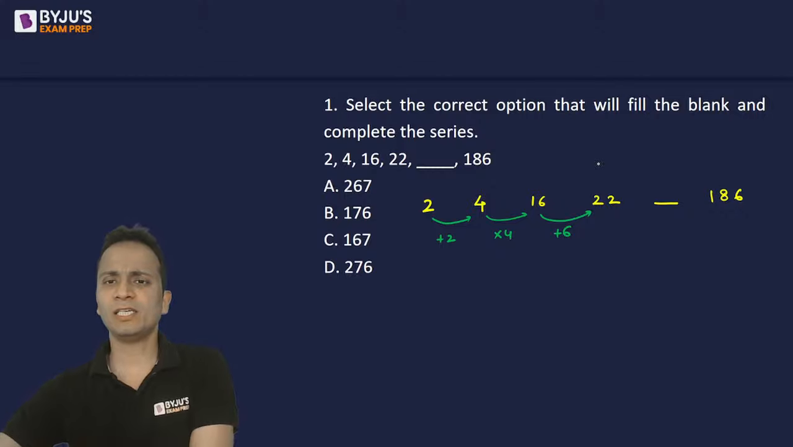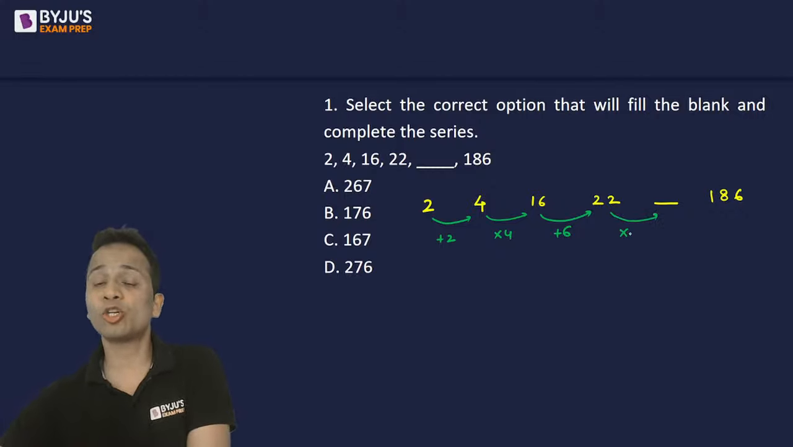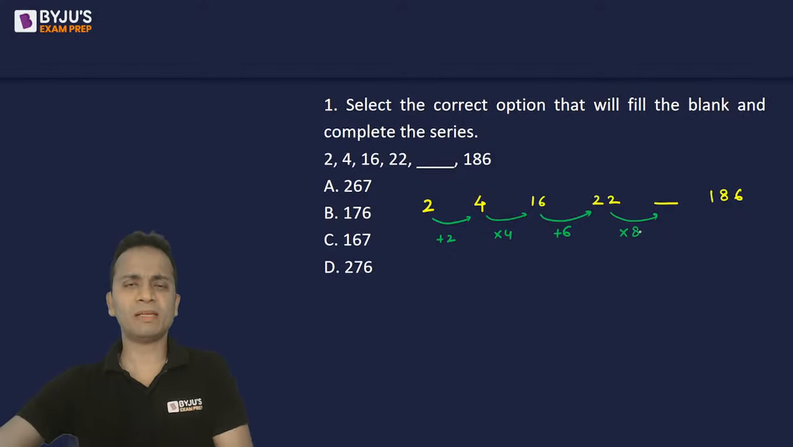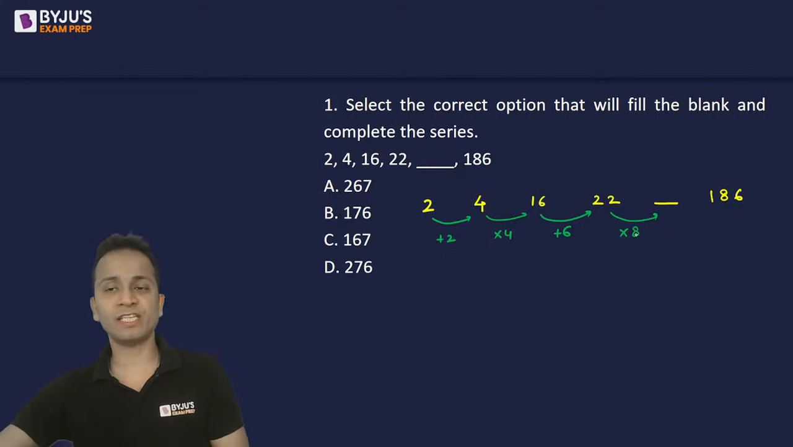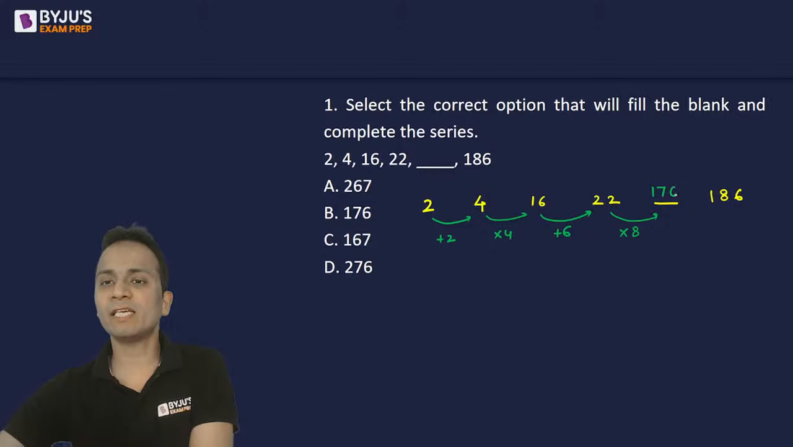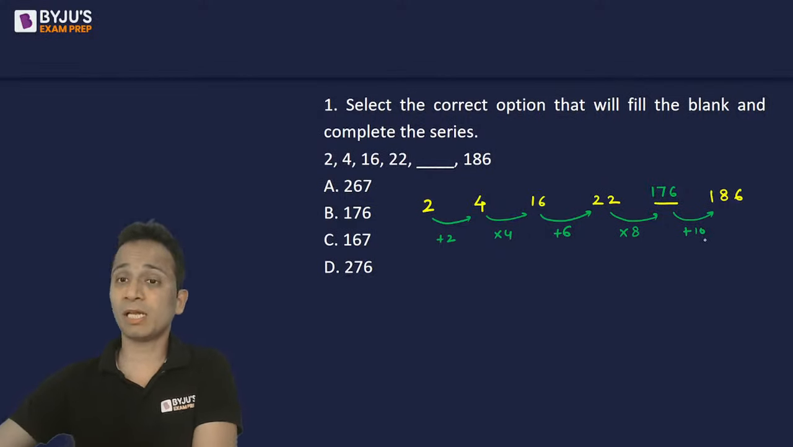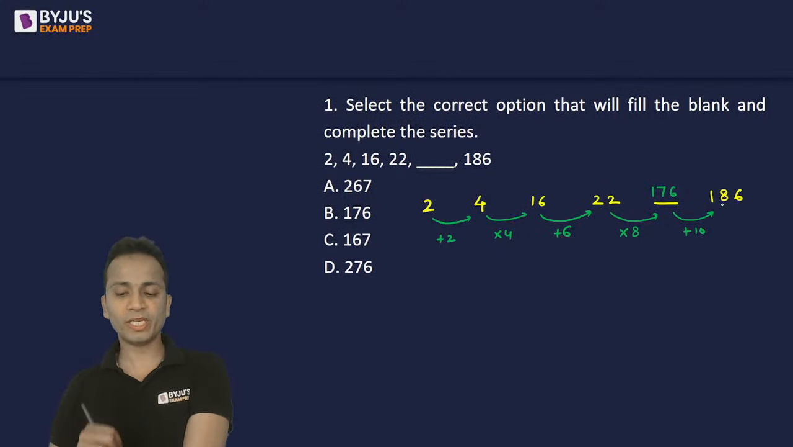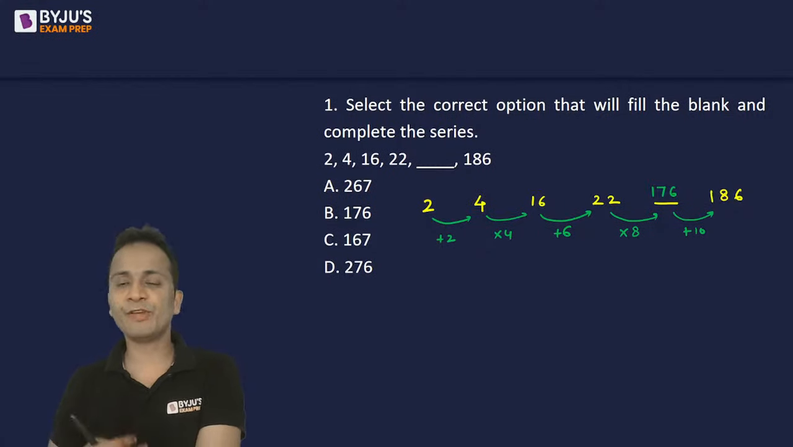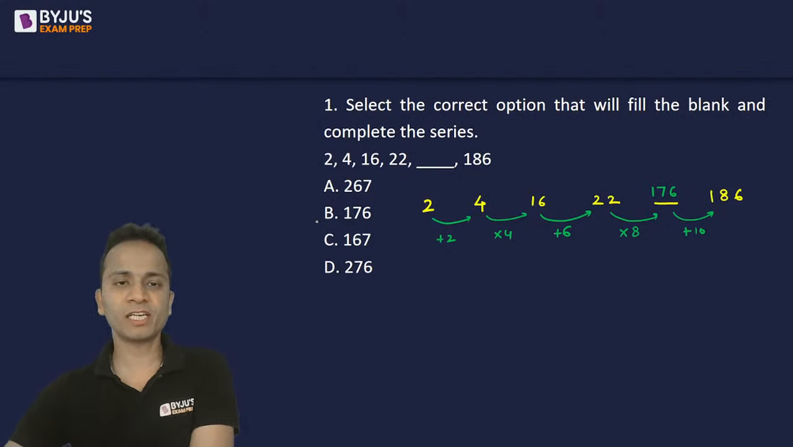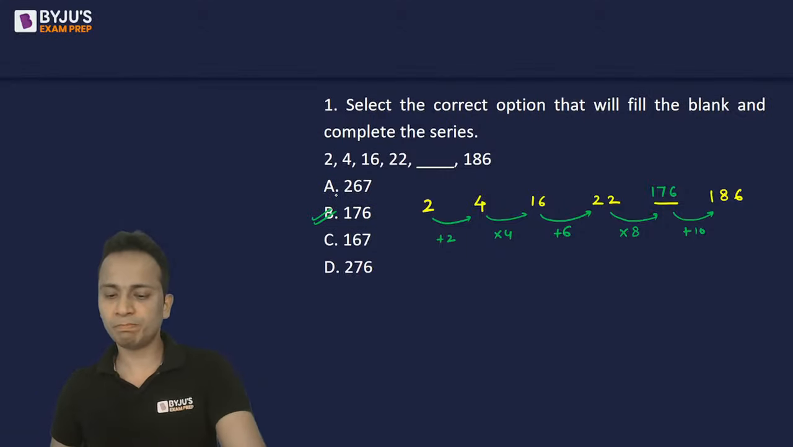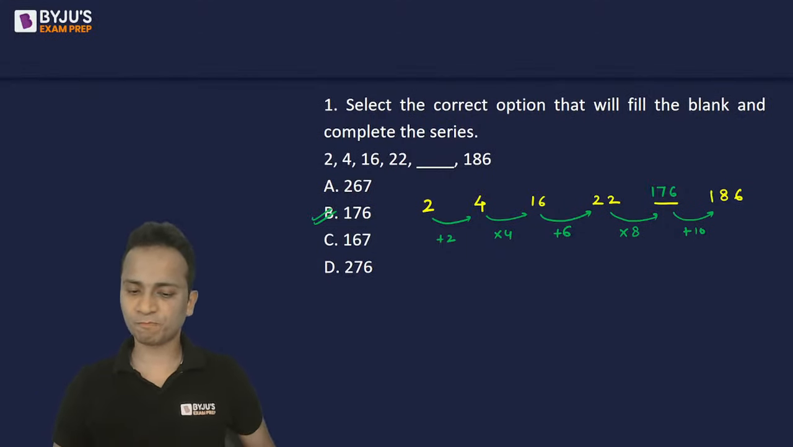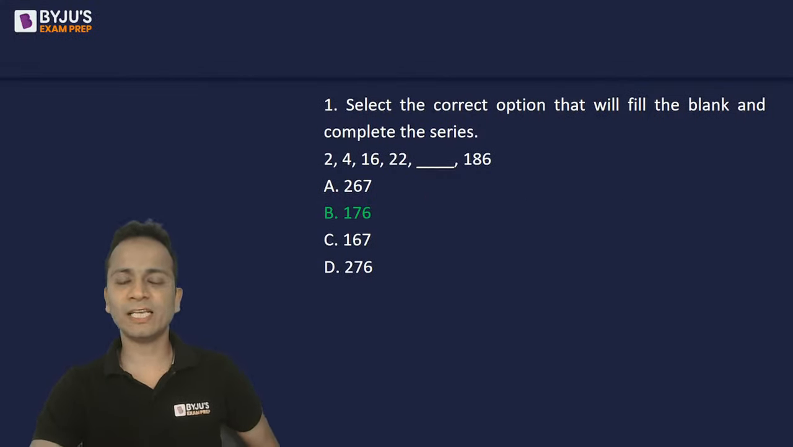The next thing that should follow here will be multiply by 8. Let's see if it is following for the next term as well. 22 multiplied by 8 is 176, and then from 176 to 186 it should be plus 10. So 176 plus 10 is 186. Yes, this logic is fitting in, and 176 should be the correct answer. Three students have already given a correct answer. 176, option B, is the correct answer of the first question. Let's move on and look at the next question.